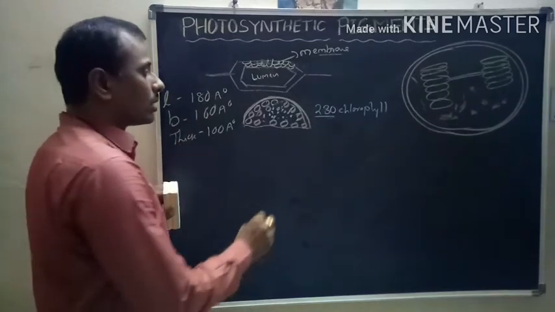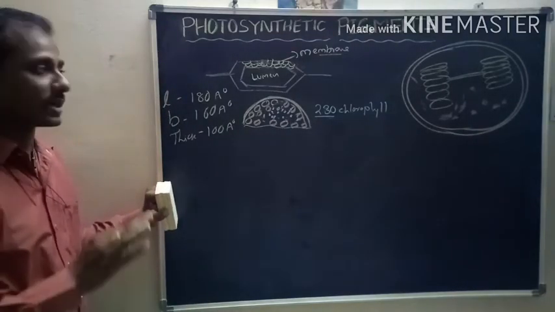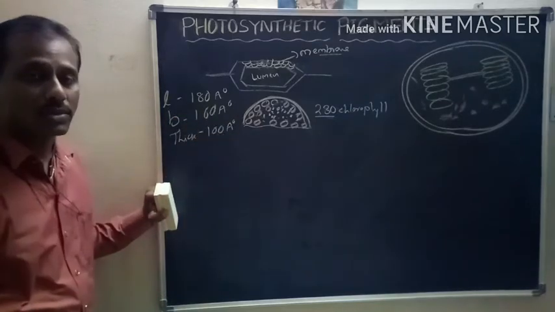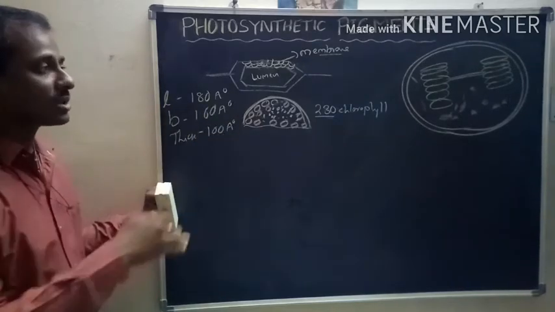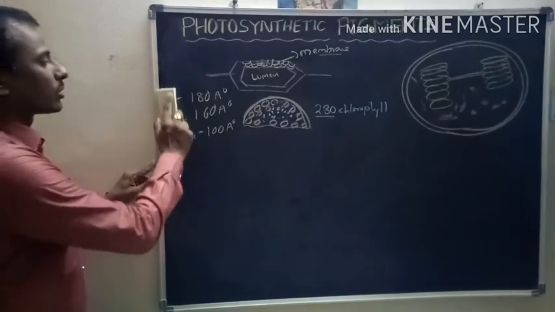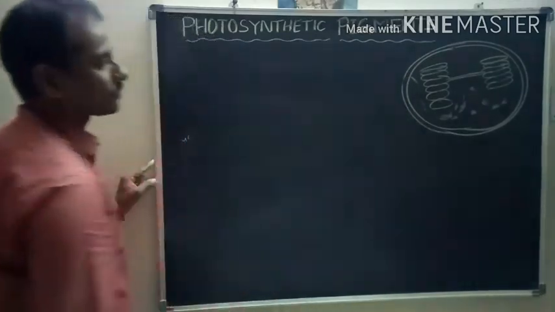So now we will study the pigments in detail. What pigments are present? All the pigments are present in a single quantosome, and what are the variations in the presence of pigments. So now we discuss the pigments which help in photosynthesis.